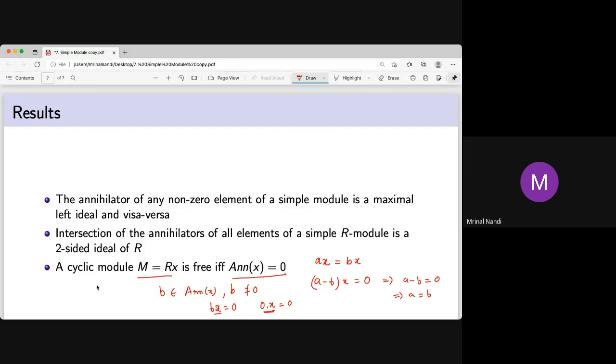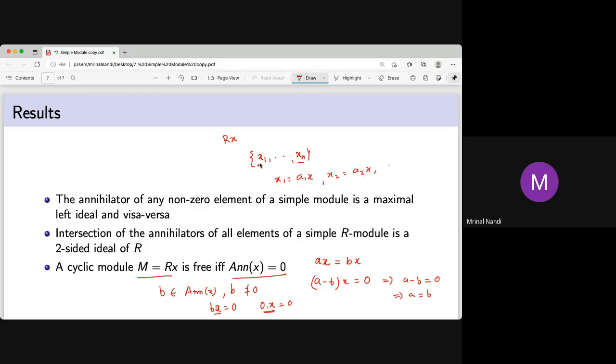Obviously this x is not a basis, but can there be any other basis? No, there is no such other basis either, because say there is a basis x1, x2, ..., xn of this Rx. Now every element of x1, x2, ..., xn is generated by x, so x1 is nothing but some a1 x, x2 is a2 x, like that.